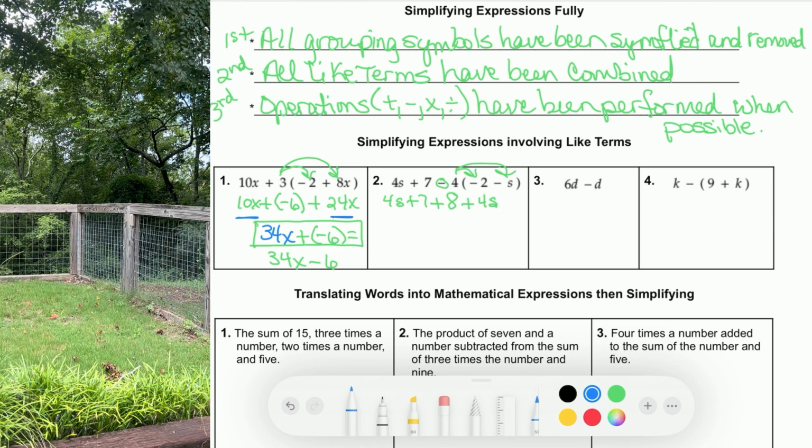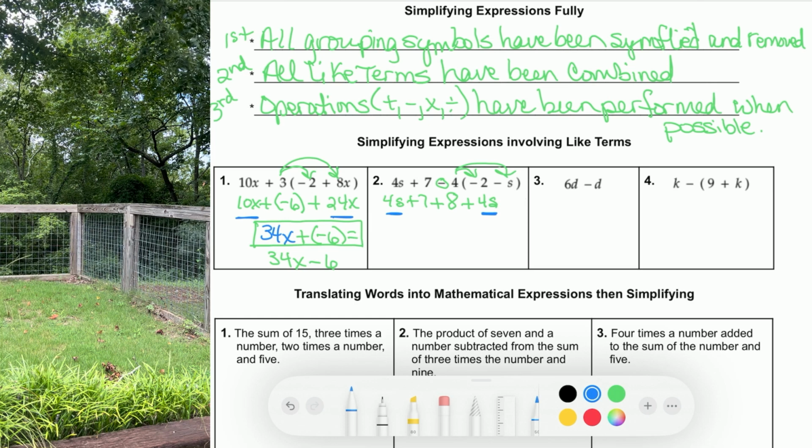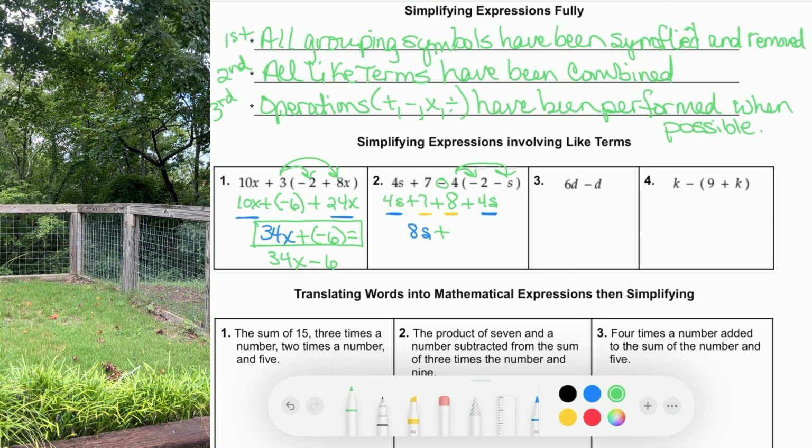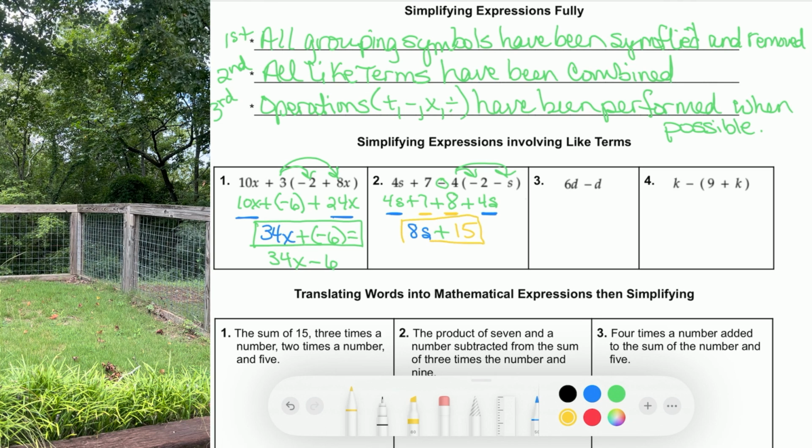Now I need to consider what are my like terms. I have 4s and I have 4s here. Those are like terms because of the s's, not because of the 4s. So don't get that confused. And I also have a 7 that is a like term with an 8. Neither one of them has a variable or an exponent. So they are considered like terms. So my 4s plus 4s is 8s. Then I have my positive 7 plus a positive 8. And that would be 15. We are now done. That can't be simplified any further.